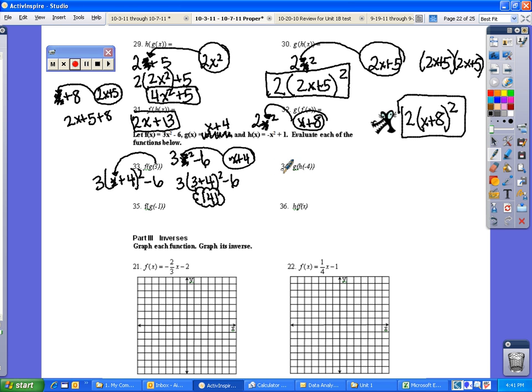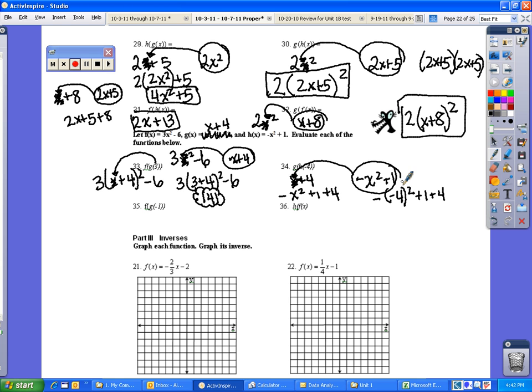G of h of negative 4 is where I take g, x plus 4, and I put it in x squared plus 1, which is h, and take that and put it in for x. I'm going to replace it. So that's going to be negative x squared plus 1 plus 4. And now I'm going to replace the x with the negative 4. So that's going to be negative 4 squared plus 1 plus 4.